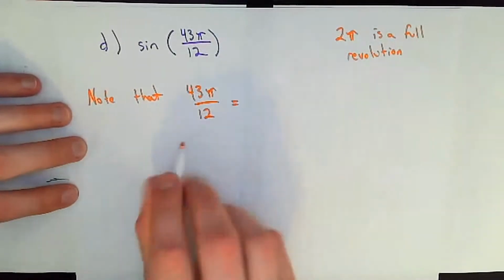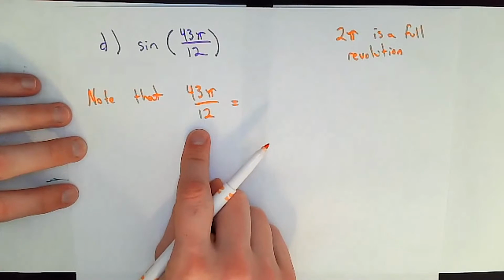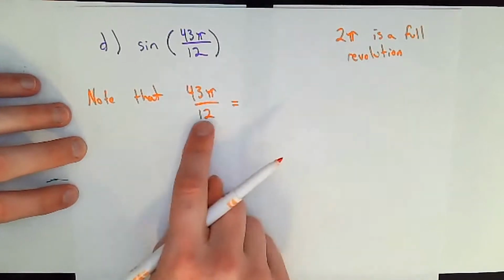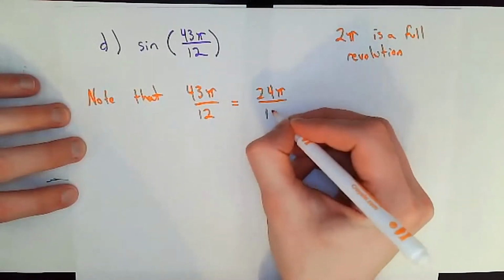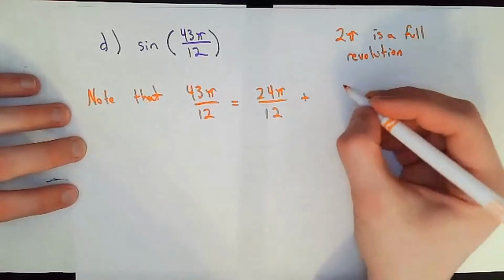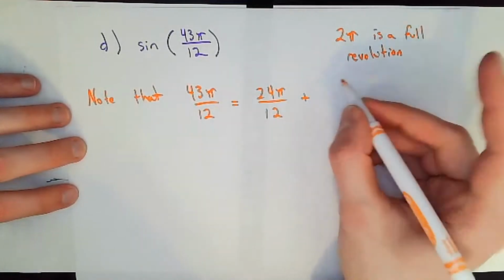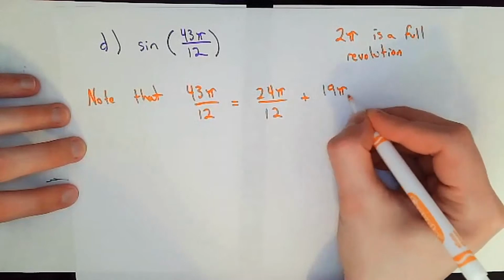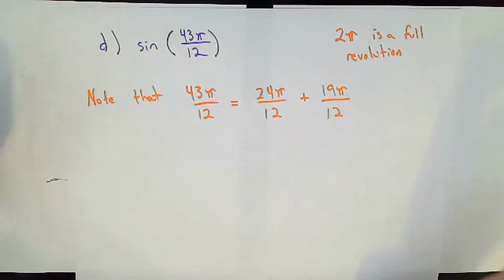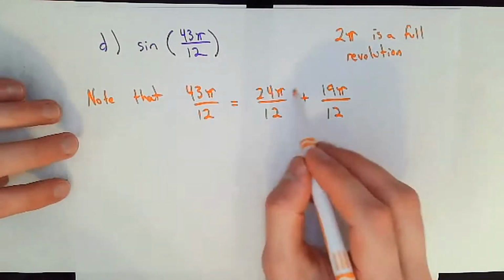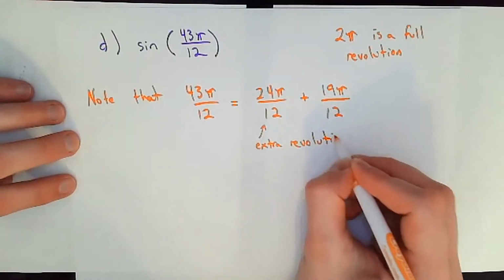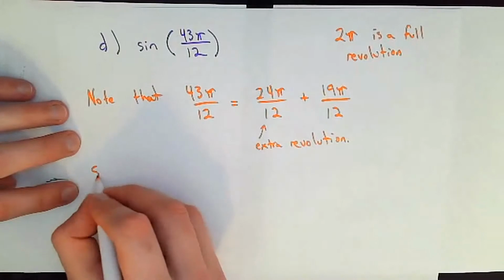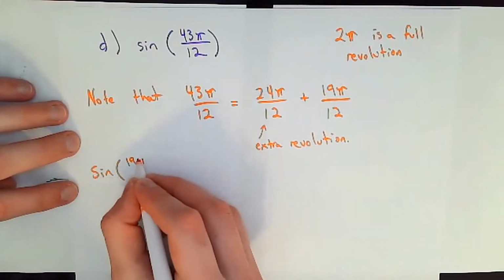Well, yes, because what does 2 pi look like with a denominator of 12? I'm trying to get a 2 pi out of this. Can I pull a 2 pi out of this? Yes, because 24 pi over 12 is 2 pi, right? And then what's left over here? 19 pi over 12, because I know 24 plus 19 is 43. So I don't need this. That's an extra revolution that I don't need. So what I really want to work with is sine of 19 pi over 12.